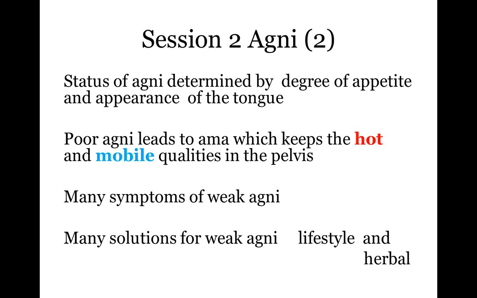Poor Agni then leads to what's called Ama, and it keeps the hot and mobile qualities in the pelvis. So the disease of interstitial cystitis is related to the hot and mobile qualities, and they get stuck in the pelvis in chronic conditions because of Ama that is associated with these qualities. And we said that there are many symptoms of weak Agni, and there are, fortunately, many solutions for weak Agni. And these center around lifestyle and herbal interventions.